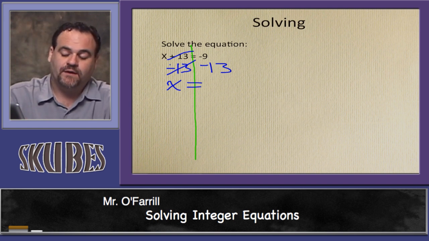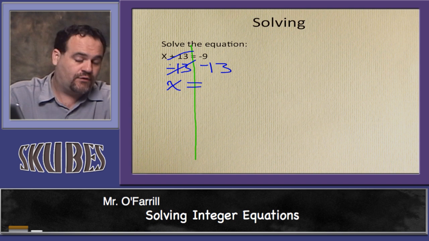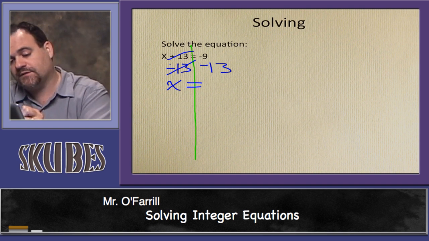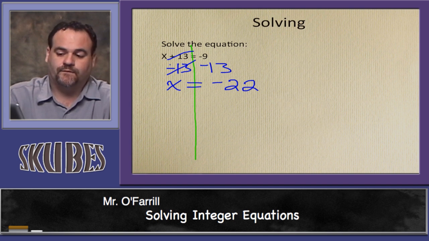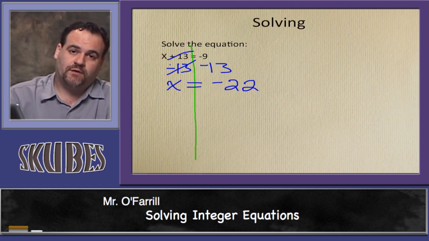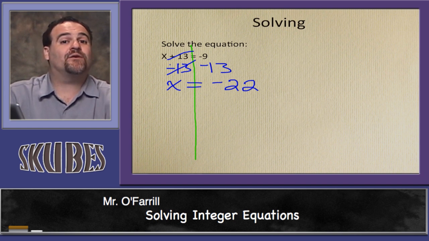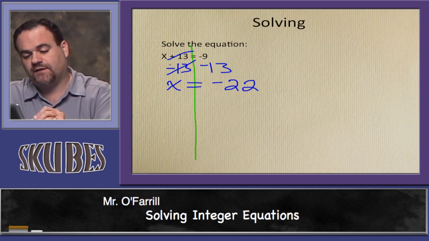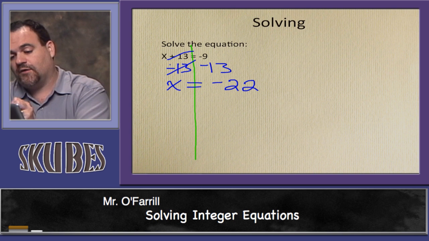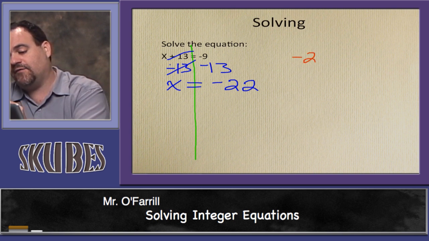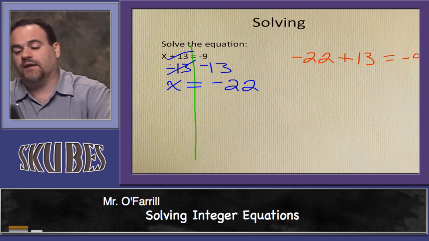Bring down that equal sign. Negative 9 minus 13 is negative 22. I believe that that's the answer. But of course, since we're dealing with equations here, best thing we can do is to go ahead and check our answer. And you can check that answer by substituting or plugging in the number that we got to see if it works. We are saying that negative 22 plus 13 equals negative 9.